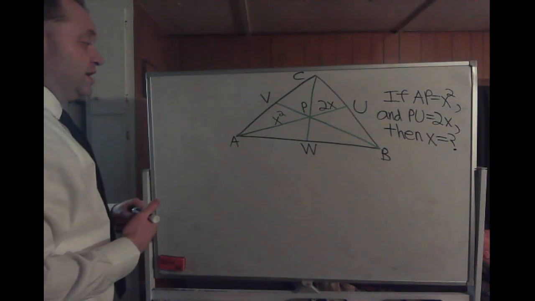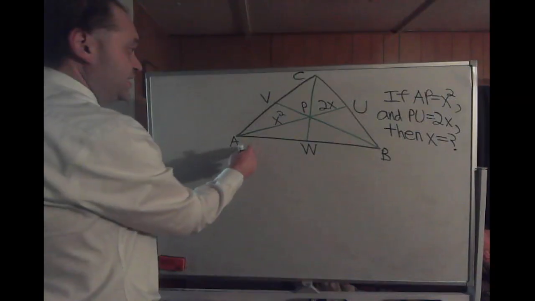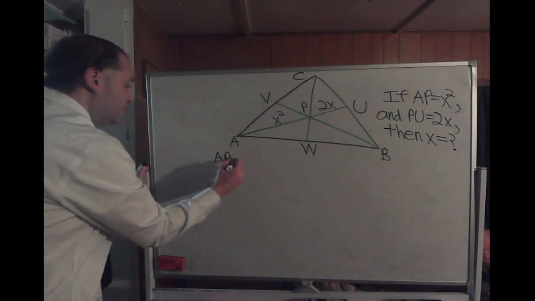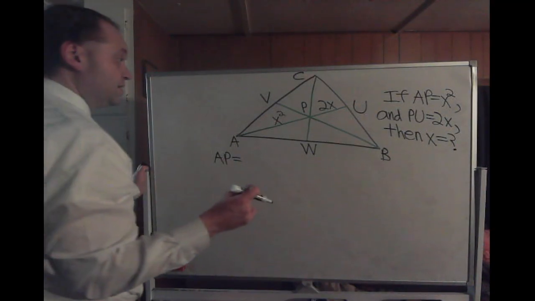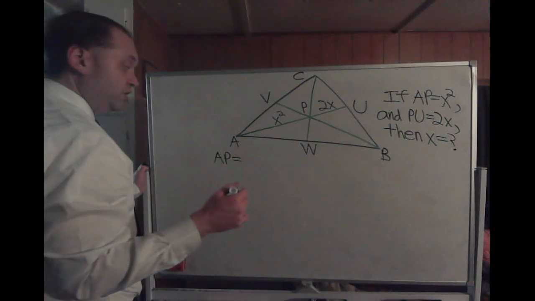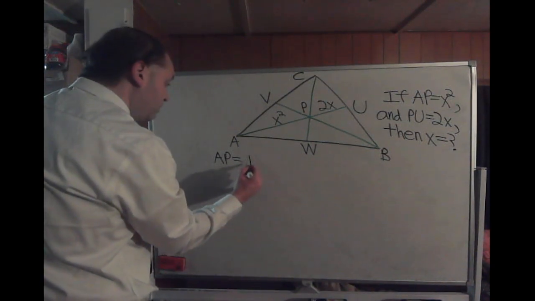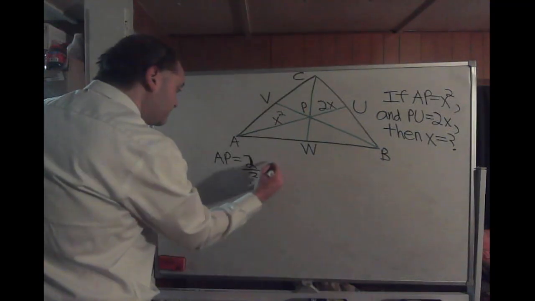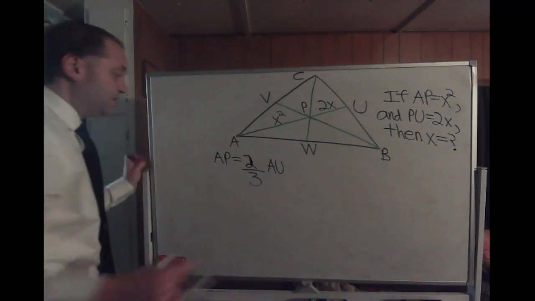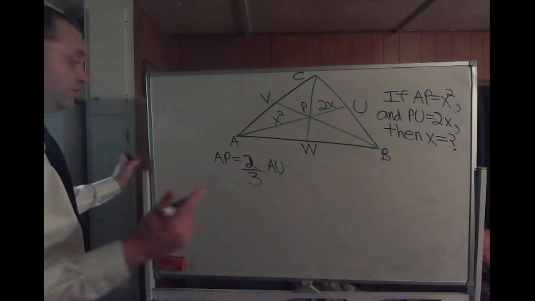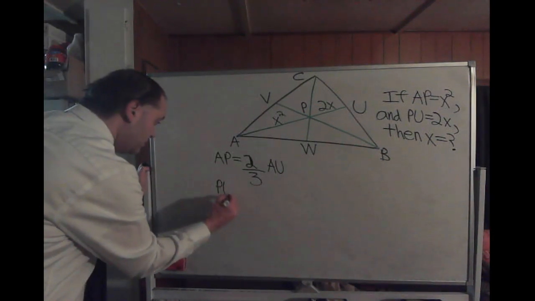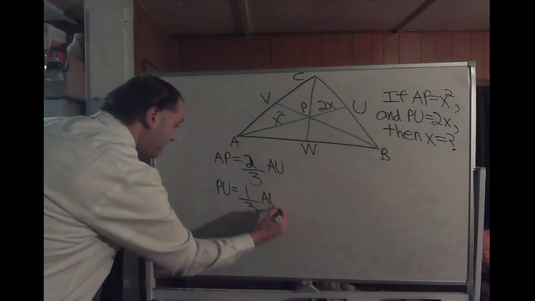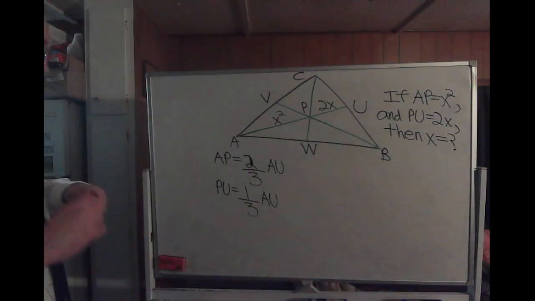What do we remember here? That based on the theorem, AP is equal to what? That's equal to 1/3 of AU, or it's equal rather to 2/3 of AU. I'm going to illustrate the point here. AP is equal to 2/3 of AU, which means that PU equals 1/3 of AU. Do we notice anything here?